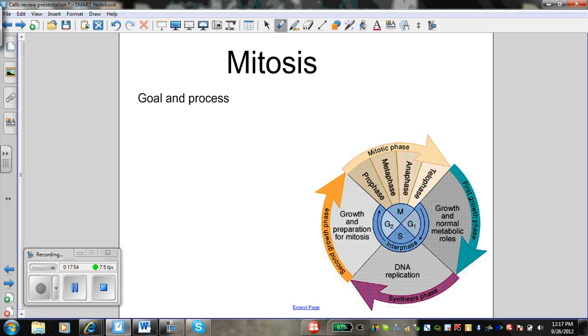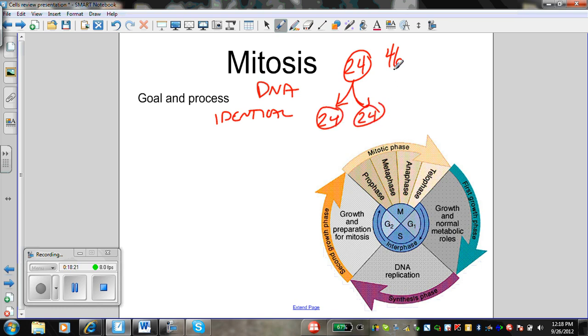Mitosis, goal and process. Mitosis is all about dividing the nucleus or dividing the DNA. All right, so we want to make identical cells. So if a cell has 24 chromosomes, which is not you, since you actually have 46 chromosomes, but if you have 24 chromosomes in a cell, after we do mitosis, we should make two identical cells that have 24 as well. Just like in you, 46, we want to go to 46 and 46.